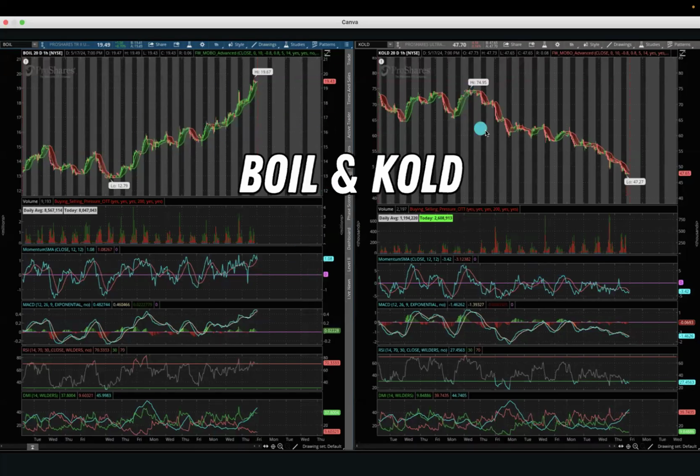We're going to be going over the Boil Cold chart layout. Now, this is one of the different chart layouts that's available in the many different packages. We've got Boil on the left here. We've got Cold on the right.